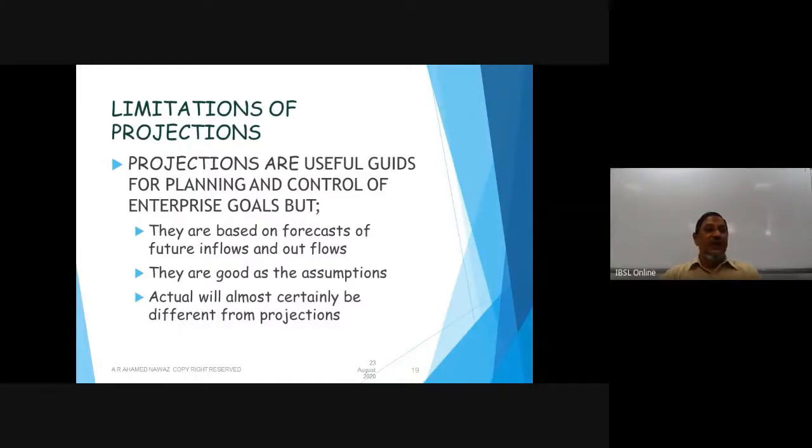Okay, what are the limitations of projections? Projections are useful guides for planning and control of the enterprise's goals, but they are based on a forecast of future inflows and outflows. They are only as good as the assumptions. When the assumptions are good and justifiable, then your projections can be justified. But actually, the result will almost certainly be different from the projections. Find the reason why. That's important.